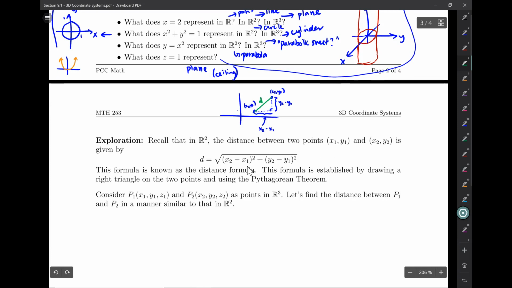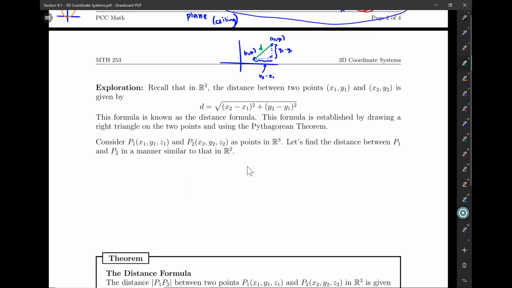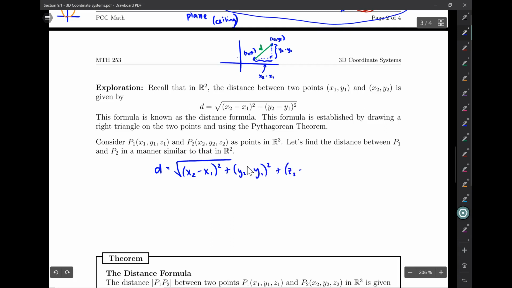Now we can take that same idea if we have 2 points in 3 space. We can find the distance between the 2 points in a very similar manner to finding the distance in R2. The distance would be the square root of the change in x coordinates squared plus the change in y coordinates squared, and now we'll also add the change in z coordinates squared. The square root of all that gives me the distance between 2 points in 3 space.